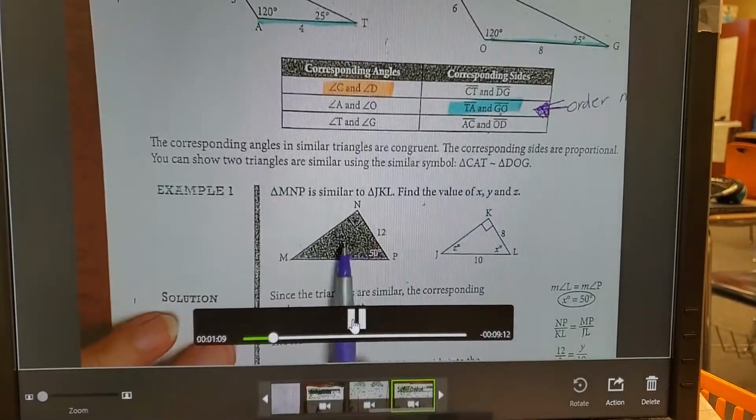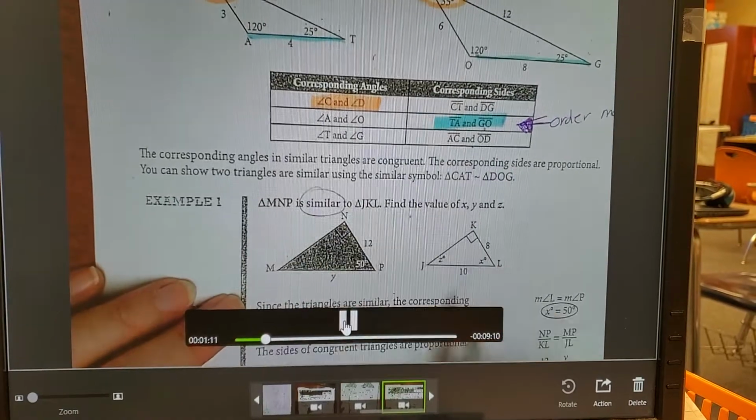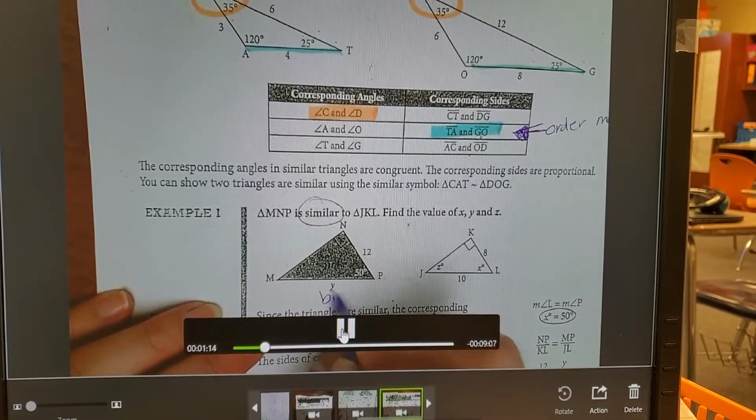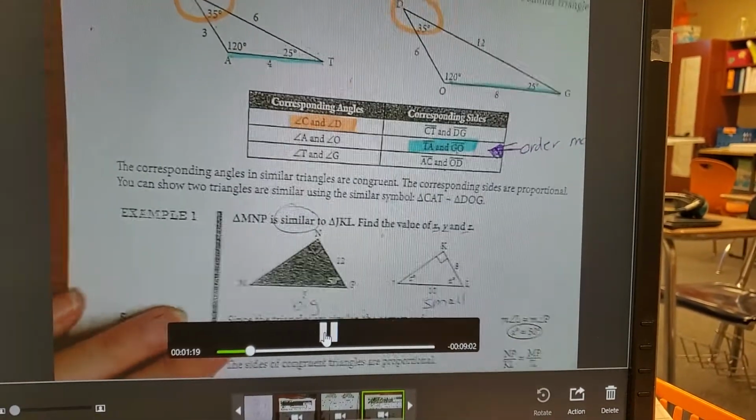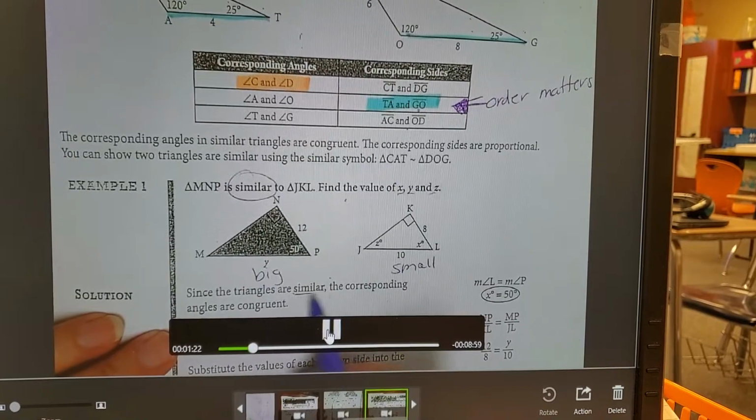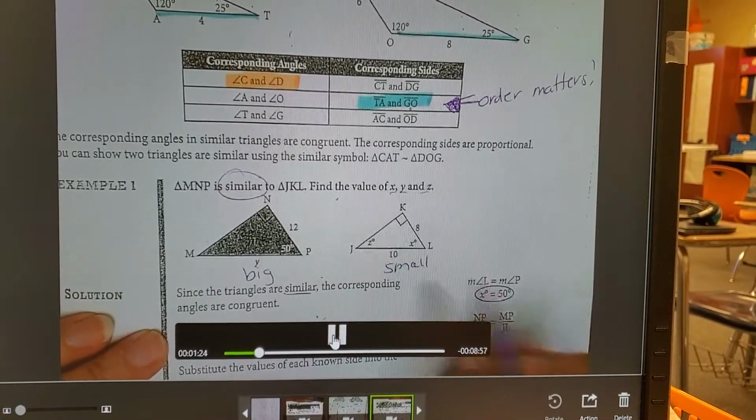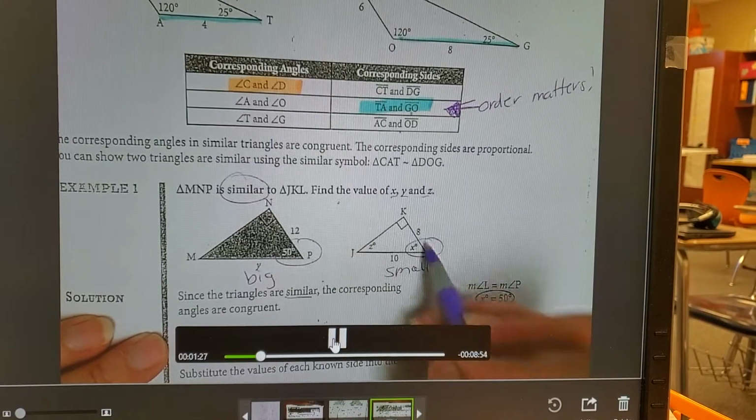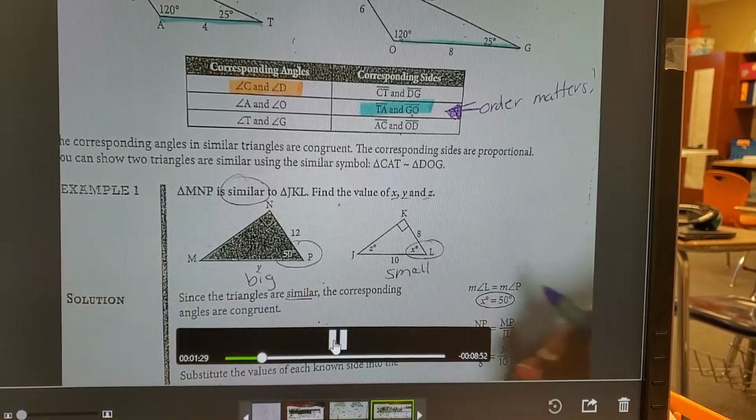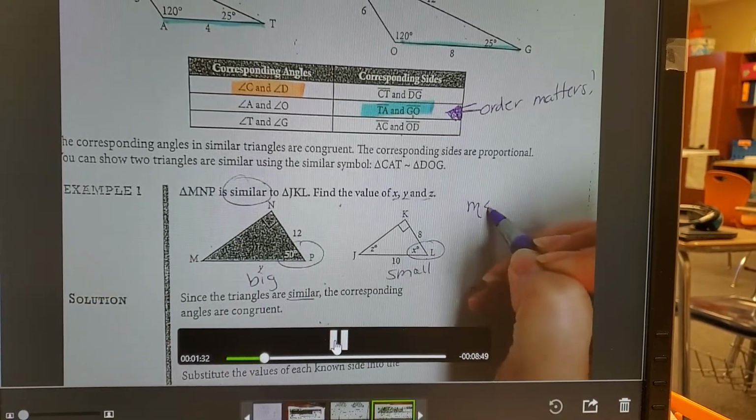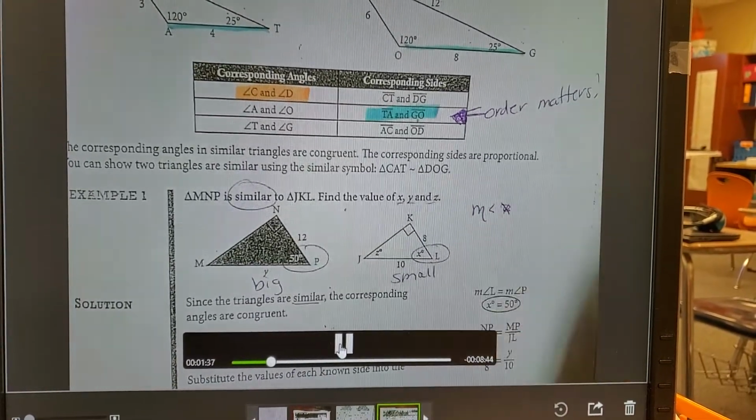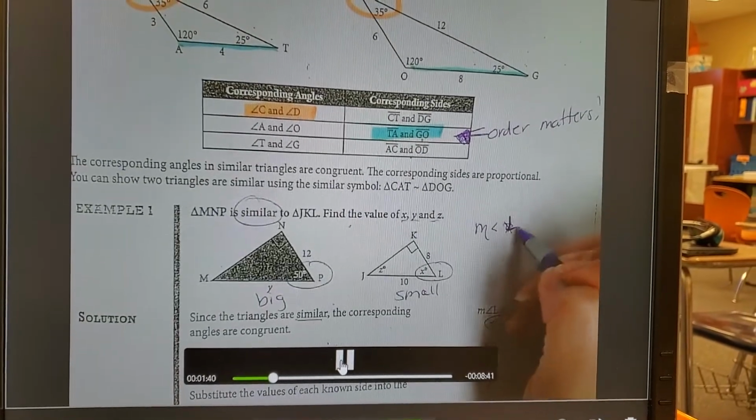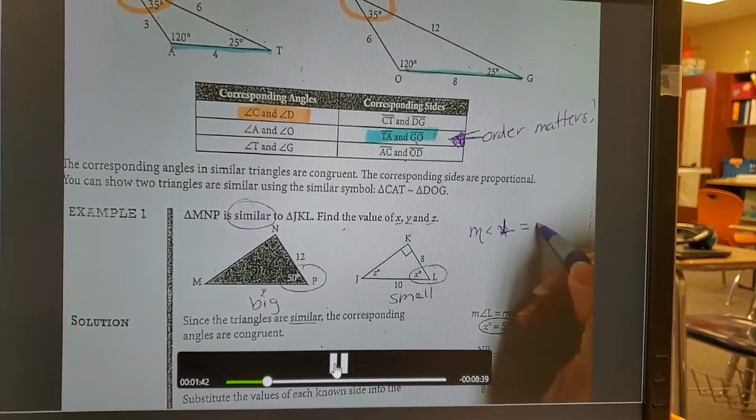As we go down to the next section, on example 1, you'll notice that they're both similar triangles. One's a little bit bigger and the other one is smaller, but they're both right triangles. We're looking for X, Y, and Z. Since the triangles are similar, the corresponding angles are going to be the same. So because P is 50 degrees, then the measure of angle L equals 50 degrees also.